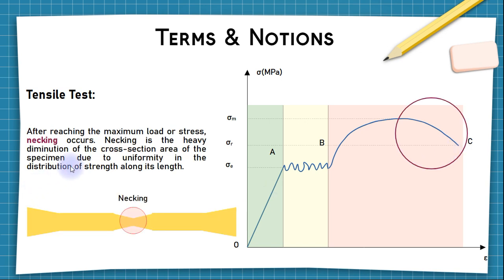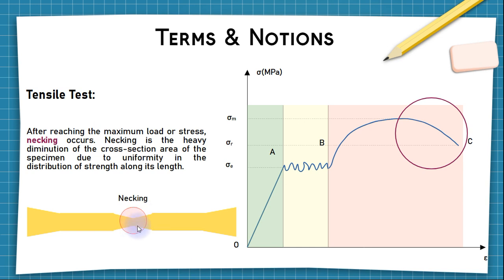So there's a phenomenon called necking. Let's suppose this is a specimen. In this case, you can see how the necking occurs. It's the heavy diminution of the cross-section area of the specimen due to the non-uniformity in the distribution of the strength along its length. So you see here, this is where the necking occurs. It's after sigma m and before sigma r. This is where you start noticing this phenomenon.